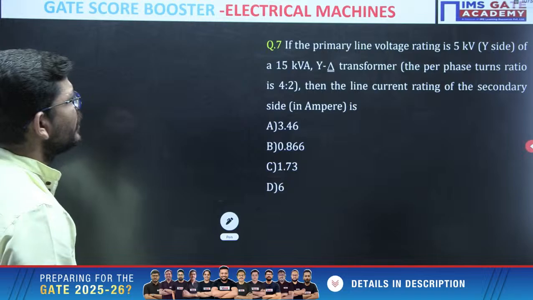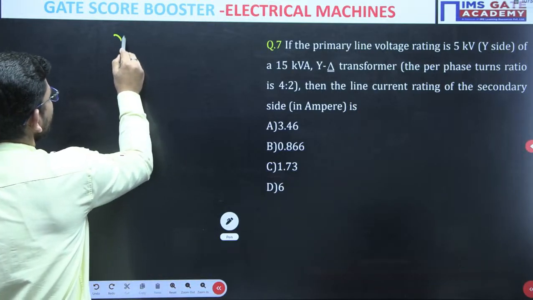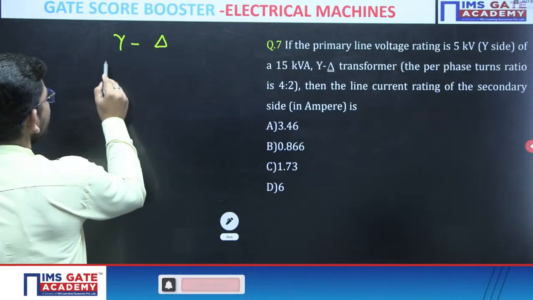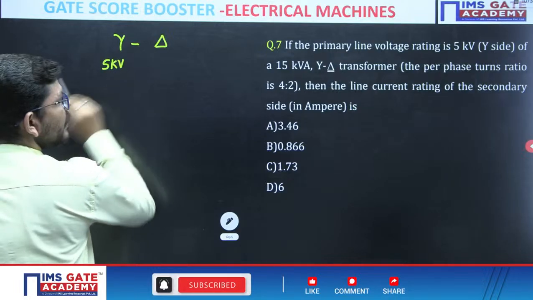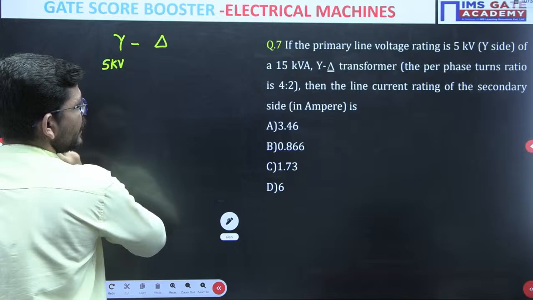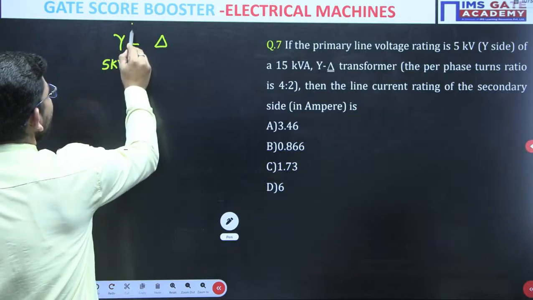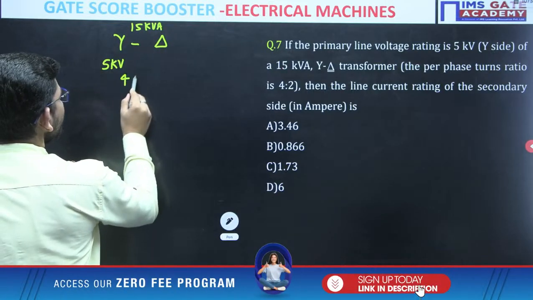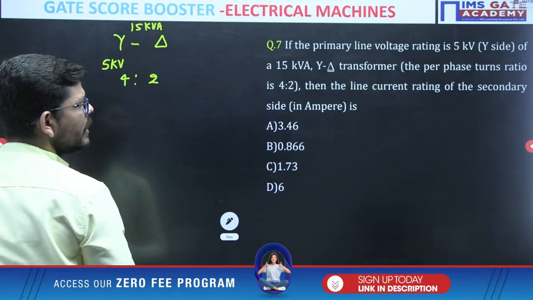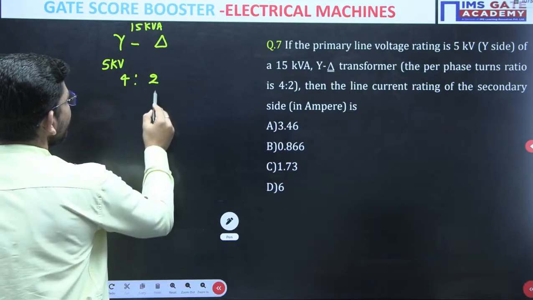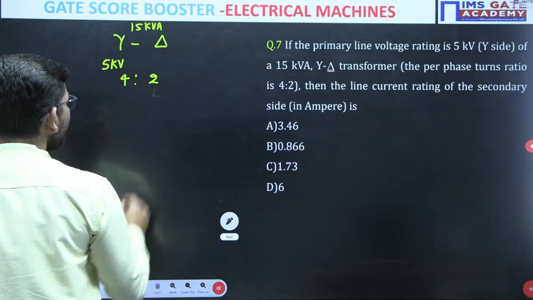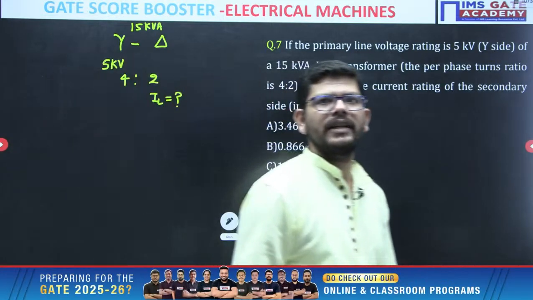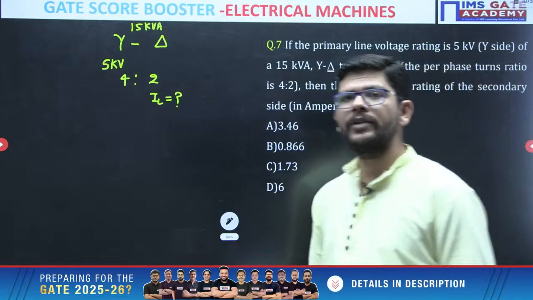Okay, let's see what is given to us. We have a star delta transformer. Primary is star, secondary is delta. The primary side voltage rating is 5 kV. The secondary side voltage rating we don't know. The power rating is given as 15 kVA, that is for both sides, and the transformation ratio is 4:2. Then what is going to be the line current rating on the secondary side? That is what we have to calculate, the line current on the delta side. Medha is getting the answer as A, 3.46.